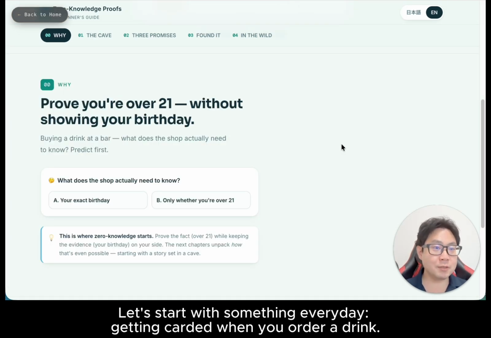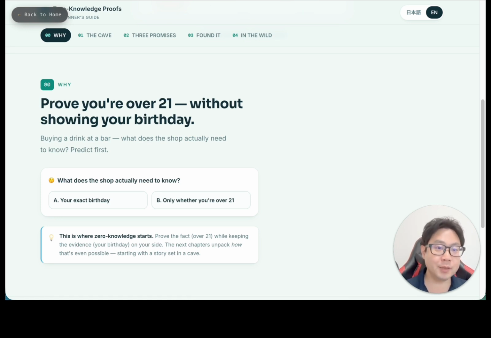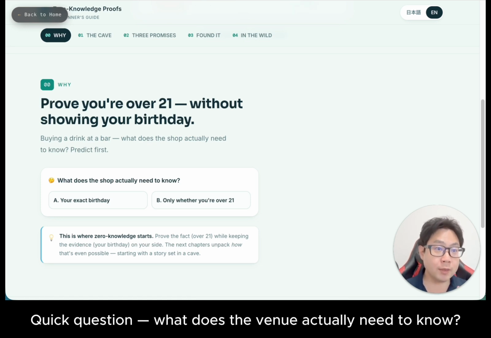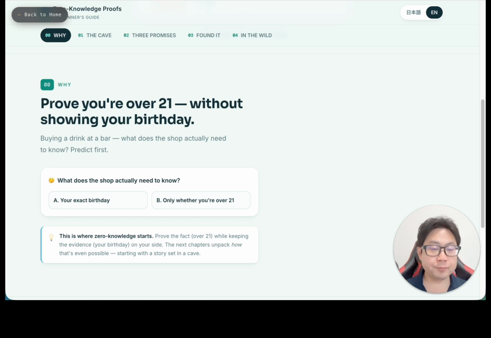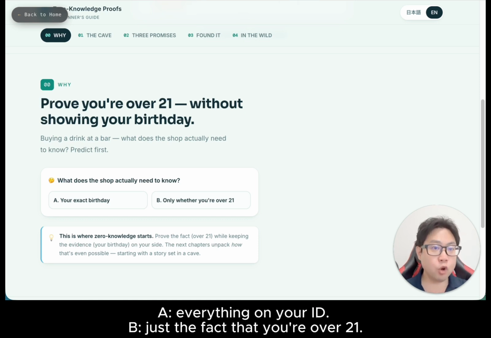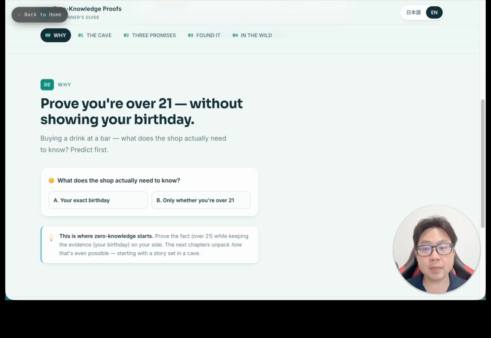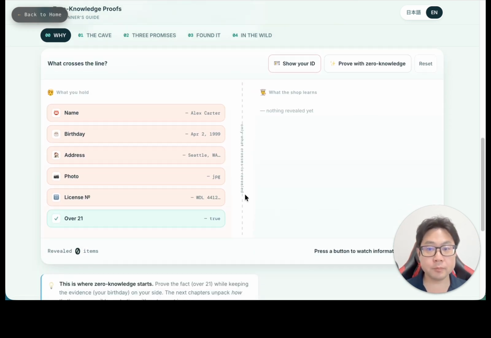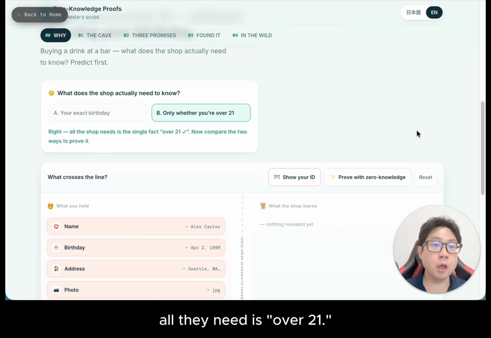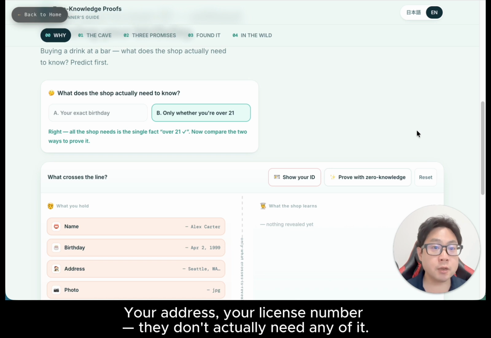Let's start with something everyday. Getting carded when you order a drink. Quick question. What does the venue actually need to know? A. Everything on your ID. B. Just the fact that you are over 21. Yes, right. B. All they need is over 21. Your address, your license number, they don't actually need any of it.